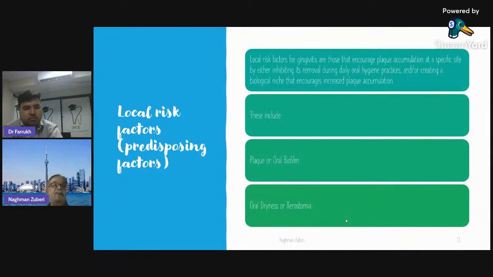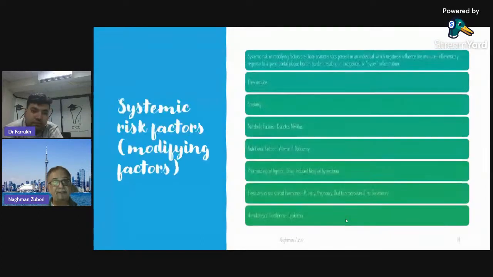Local risk factors, which we call the predisposing factors. Local risk factors for gingivitis are those that encourage plaque accumulation at a specific site by either inhibiting its removal during daily oral hygiene practices and or creating a biological niche that encourages increased plaque accumulation. And what are those? Plaque or oral biofilm and xerostomia or dryness of mouth. These are the two local risk factors.